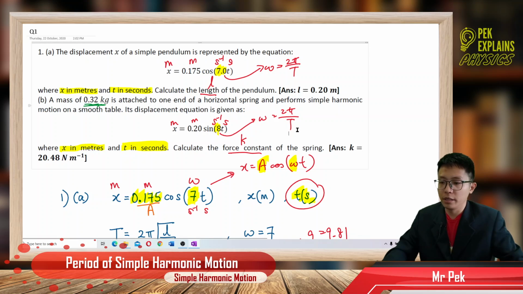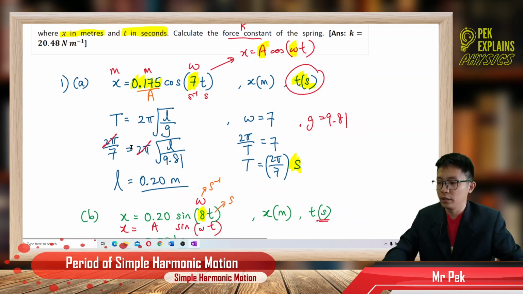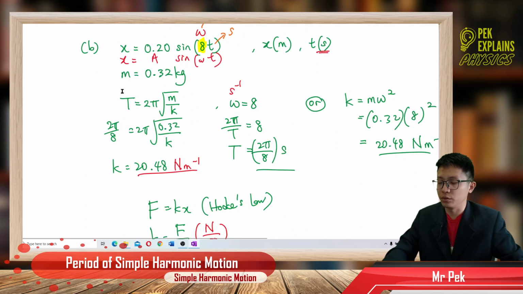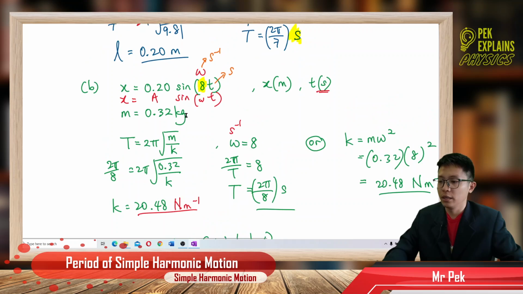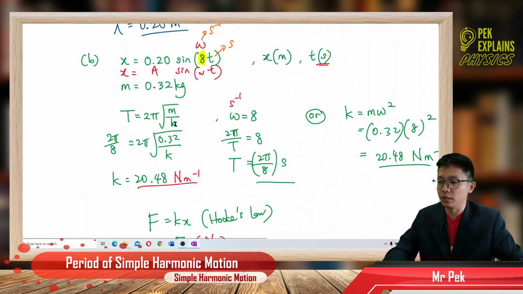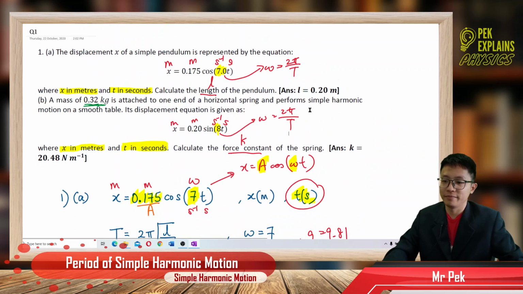Once we have the period, we can use the formula period equals 2 pi square root L over g, or period equals 2 pi square root m over K, to find the length of the pendulum and also the force constant of the spring K. So we just need the omega, which is equal to 2 pi over period, for both.